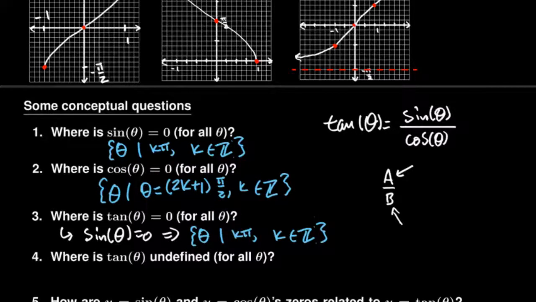And then how about where tangent is undefined? That's going to be where the bottom is 0, right? And what is the bottom? Lo and behold, it is the other function. This is where cosine of theta equals 0. In other words, if I were to copy this, it is that.